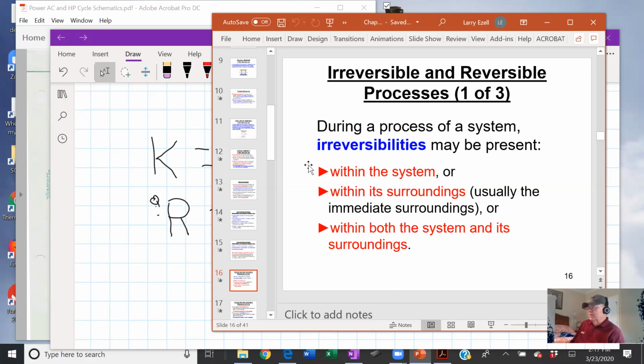All right, I'm going to read a little to you. During a process of a system, irreversibilities may be present within the system, within its surroundings, or within both the system and its surroundings. That piston cylinder that we let expand had friction that occurred inside the system, and then it had heat transfer due to that friction going to outside the system, to its surroundings.